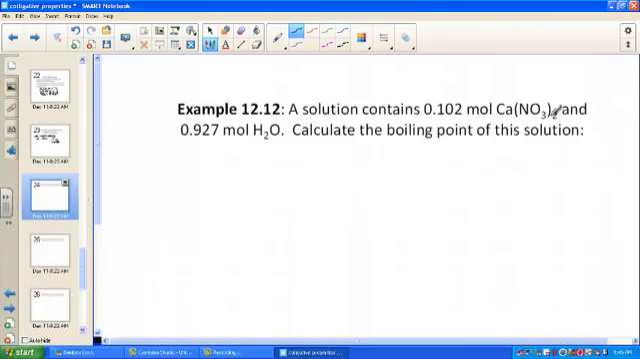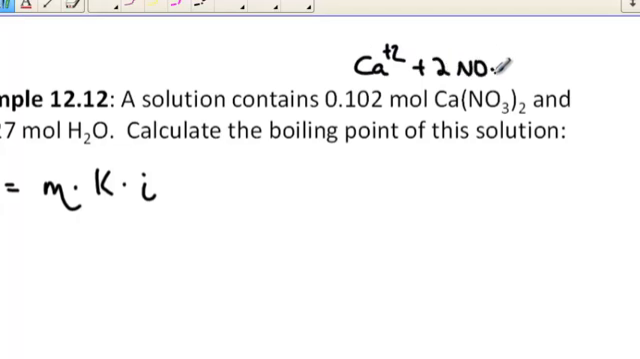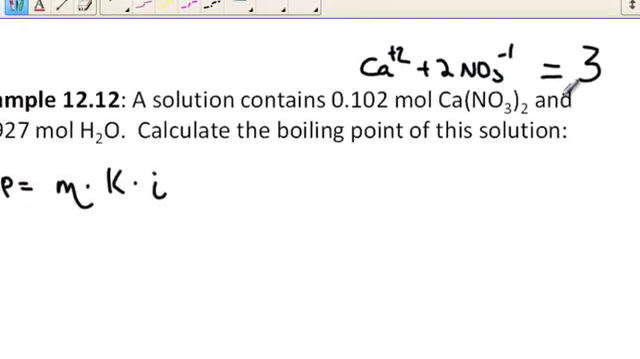What if I had 0.102 moles of calcium nitrate in 0.927 moles of water? Calculate the boiling point of our solution. So we have the change in boiling point equal to the molality of our solution times the K, the boiling point constant for water, times the van't Hoff factor i. Calcium nitrate dissociates. Out comes a calcium and 2 polyatomic ions of nitrate. The van't Hoff factor gives me a total of 3 particles.